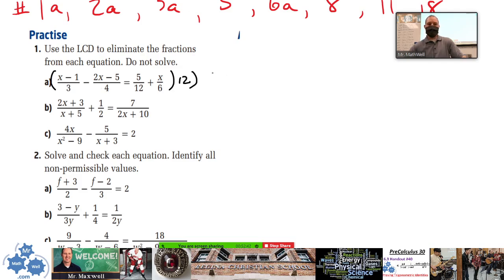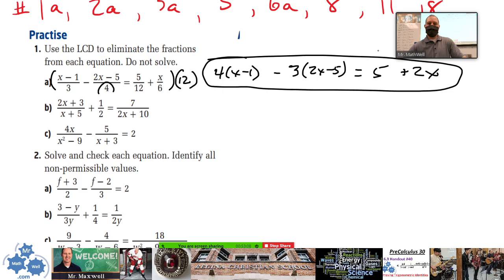And so if we did multiply that, we would have 12 divided by 3 is 4 times x minus 1 for the first term. 12 divided by 4 is 3. So we'd have 3 times this next numerator here. And 12 divided by 12 is just 1, so that equals 5. And 12 divided by 6 is 2, so we'd end up with a 2x there. So that's how you would eliminate the denominators. It says don't solve, just go ahead and eliminate the denominators.